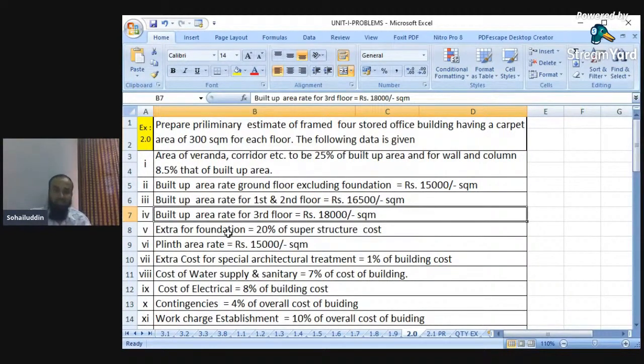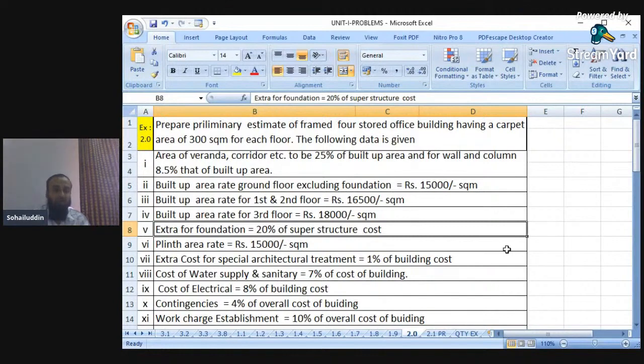Next, extra for foundations. Here we have seen in built up serial number 2, that is built up area rate ground floor excluding foundation. Now the foundation rate, or extra for foundation, has been reserved as 20% of superstructure cost. The total cost of superstructures, 20% of that amount will be taken by foundations. So the extra for foundation is 20% of the superstructure cost.